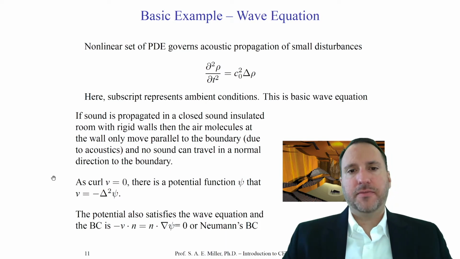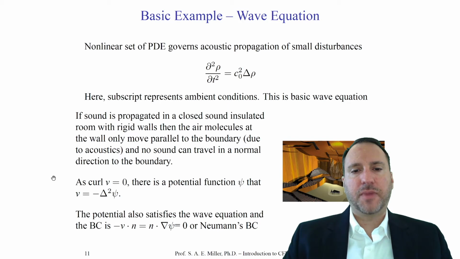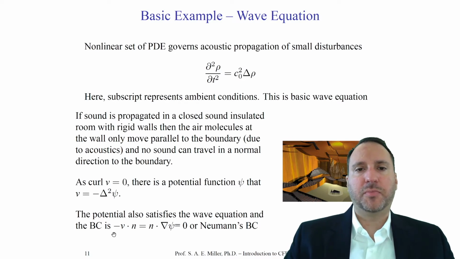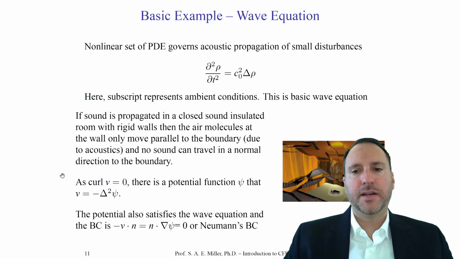It is true that if we take the curl of the velocity, there might be some velocity potential psi, and we can write that v equals the gradient of psi. This will show that there will be a potential in the room that also satisfies the wave equation, and therefore a boundary condition here might be negative v dot n equals n dot gradient of psi is 0. This is the so-called Neumann boundary condition, which is general and can be applied to wave equations and modified for these different types of conditions and boundaries.